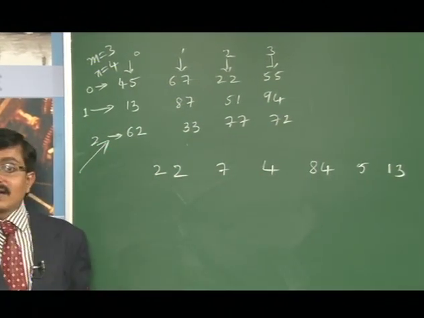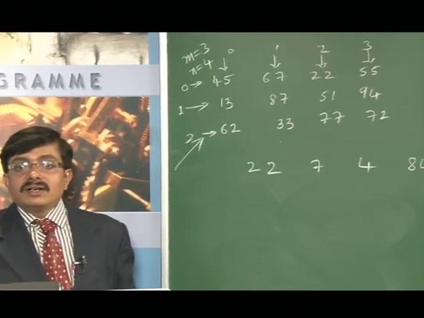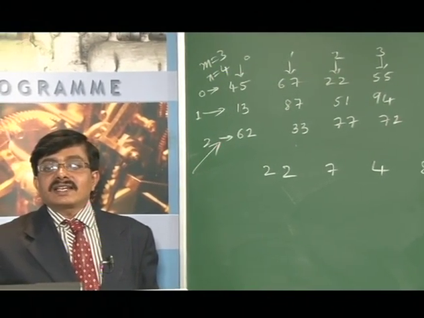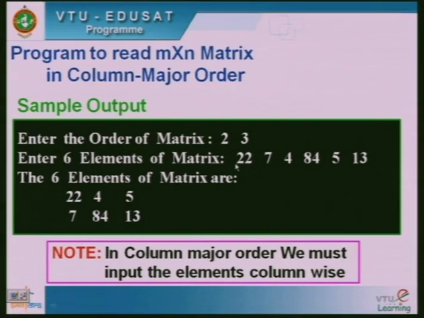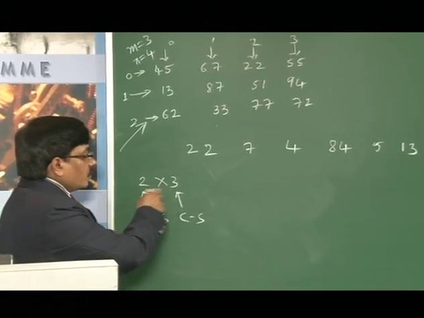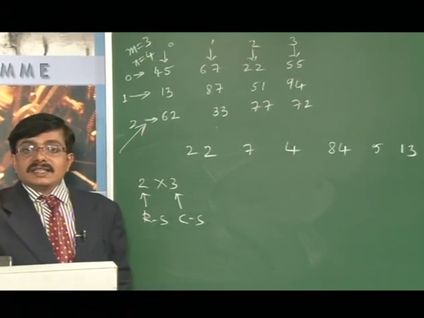Now, it is not like 22, 7, 4 are the elements of the 0th row and 84, 5, 13 are the elements of the first row. Rather, the way we are entering is column wise. How many columns are mentioned here? The order of the matrix we mentioned as 2 cross 3. 2 is the row size, whereas 3 is the column size. Since each row has 3 columns, the number of rows present is 2, whereas the number of columns present is 3.